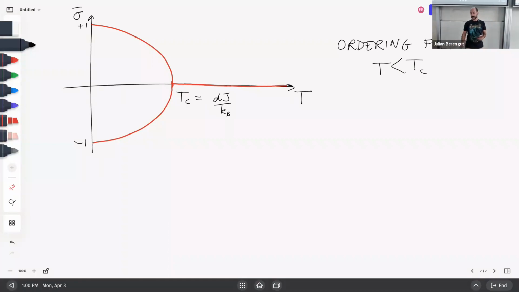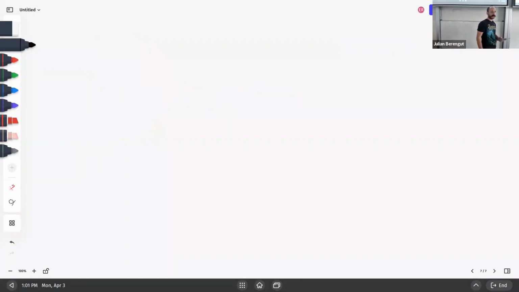Okay. I'm going for time. All right, so we're around 1 o'clock. Great. If you add a magnetic field, let's put in the magnetic field now. Add field back in.